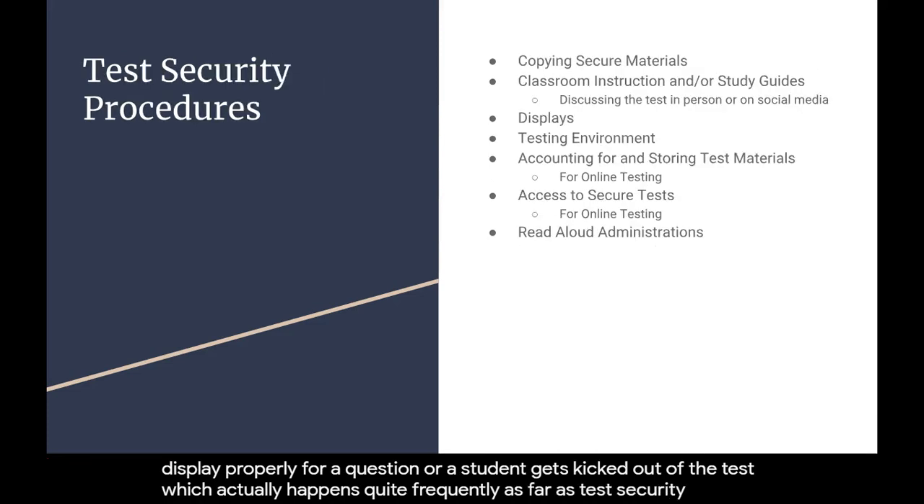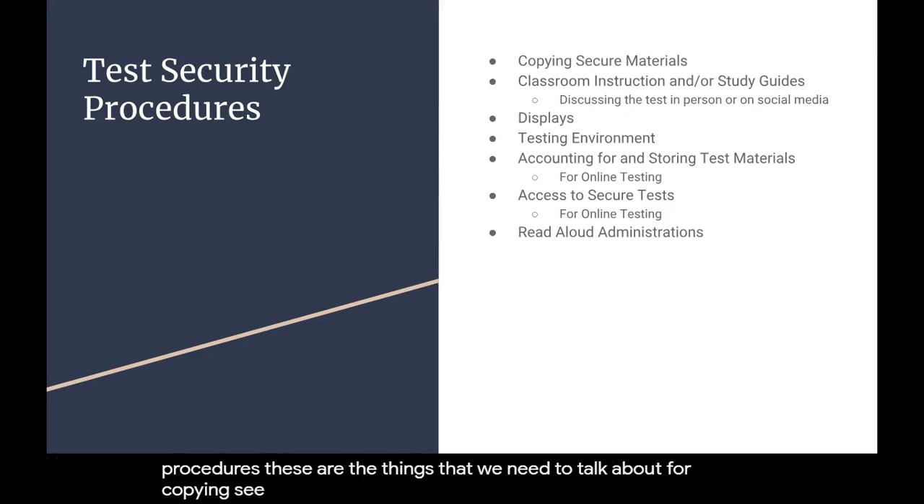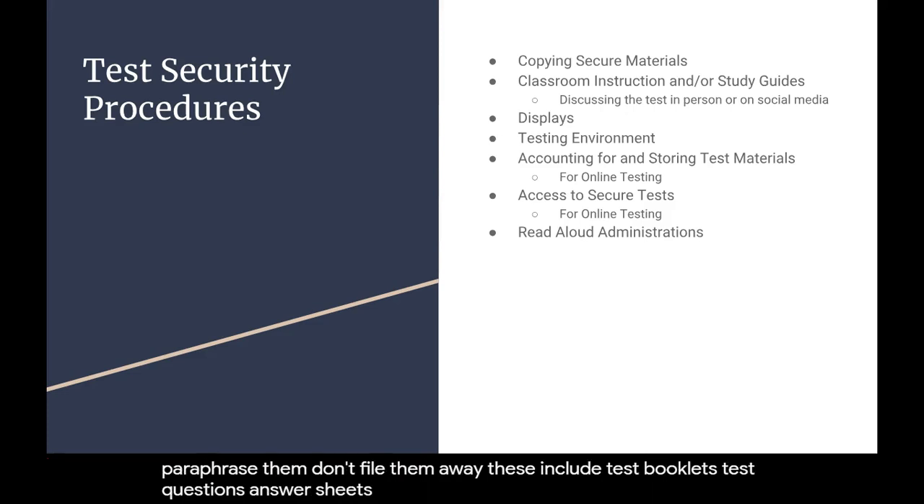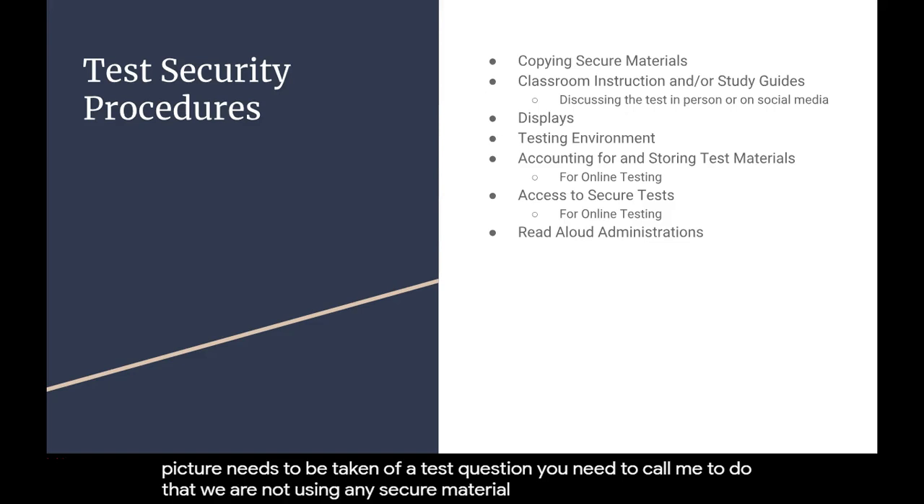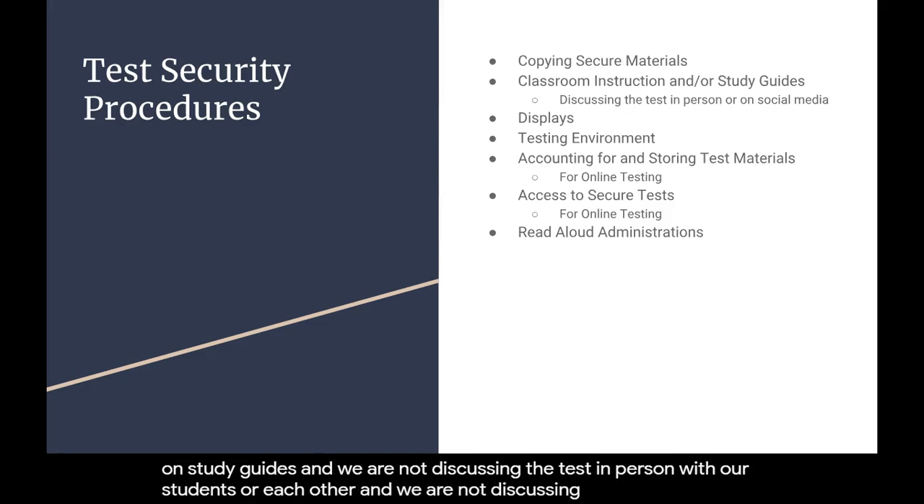As far as test security procedures, these are the things that we need to talk about. For copying secure materials, just don't do it. Don't copy them, don't paraphrase them, don't file them away. These include test booklets, test questions, answer sheets. For the online test, we're not taking pictures of test questions. If something goes wrong with an online test and a picture needs to be taken of a test question, you need to call me to do that. We are not using any secure materials in classroom instructions or on study guides, and we are not discussing the test in person with our students or each other, and we are not discussing them on social media.